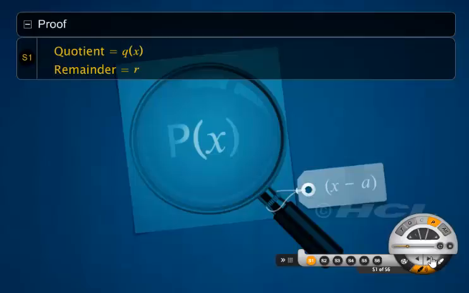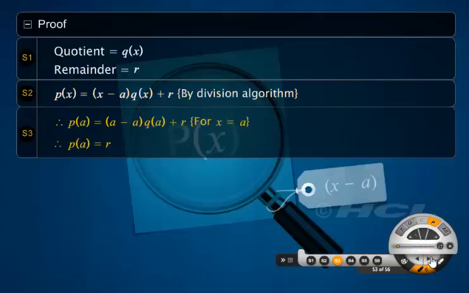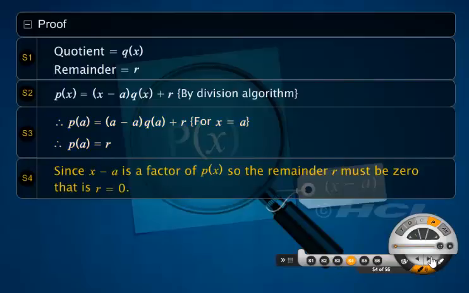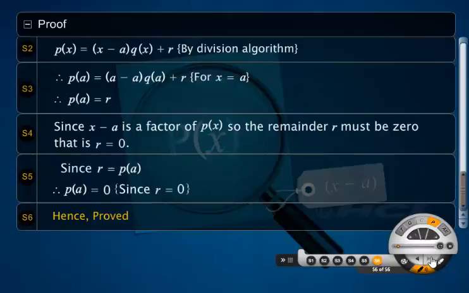Let q of x be the quotient and r be the remainder when p of x is divided by x minus a, such that p of x is equal to x minus a into q of x plus r. Now, let us substitute x equals a in p of x. We get p of a is equal to r. Since x minus a is the factor of p of x, hence the remainder r must be 0. Since r is equal to p of a, so p of a must be 0. Hence, we have proved the converse of factor theorem.